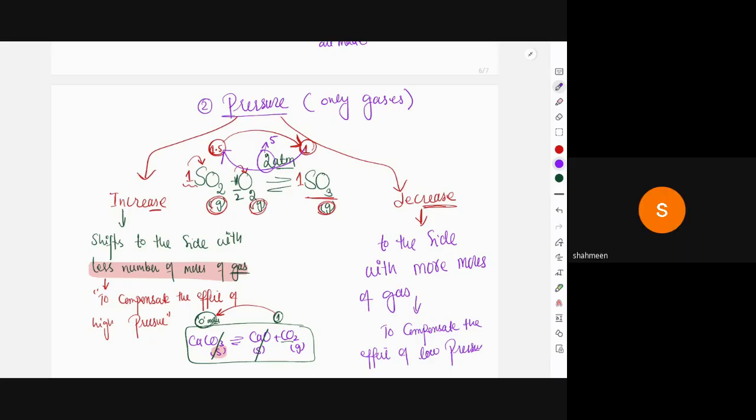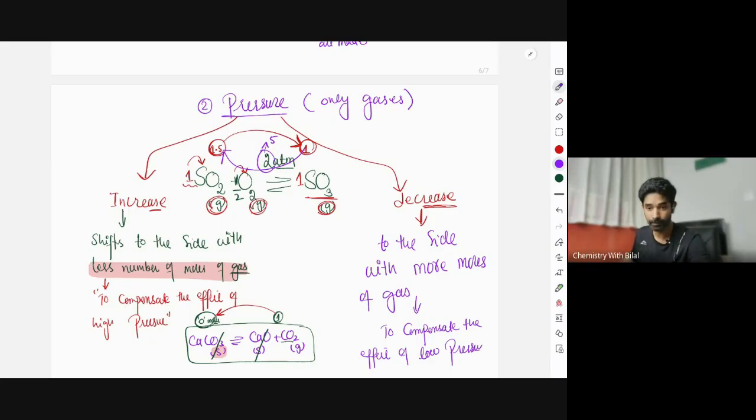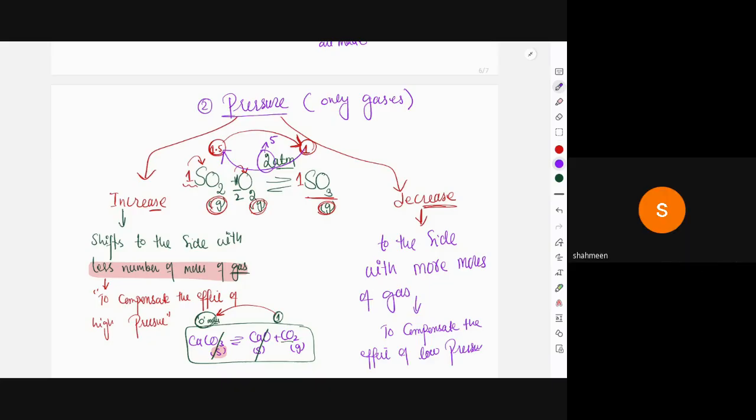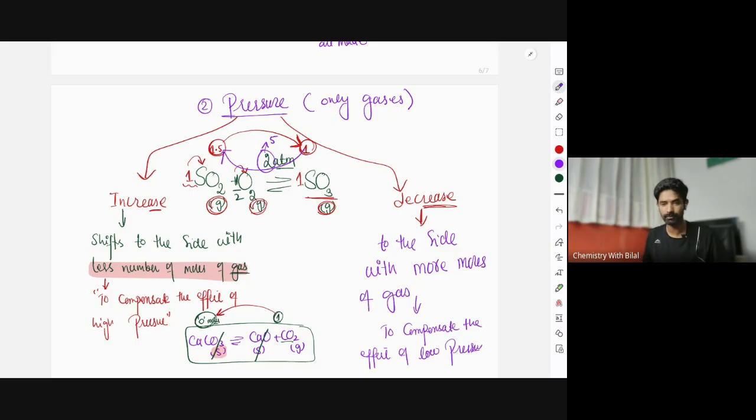ATM is a unit of pressure. Isn't it pascals? No. I mean, in O levels there are different units of pressure. We have Pascal, and there is another unit. It slipped my mind. But ATM is a unit that we use in O levels, right?